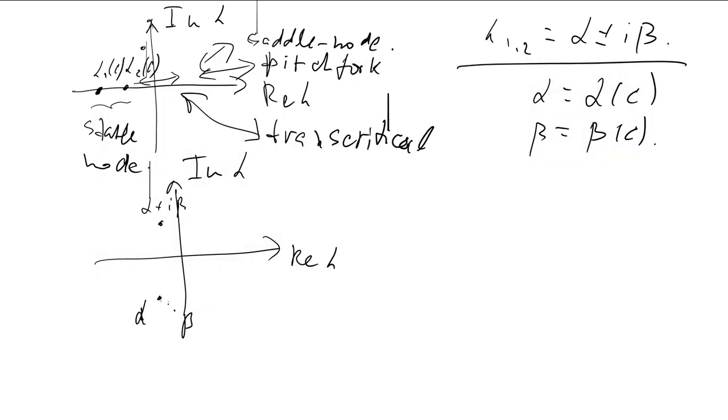Imaginary part of lambda. So we have two complex lambdas. This is, let's say, alpha plus i beta, and this is minus i beta. When alpha changes sign, we have this crossing. And when this happens, our stable focus becomes unstable, unstable becomes stable. And this kind of bifurcation is called Hopf bifurcation.